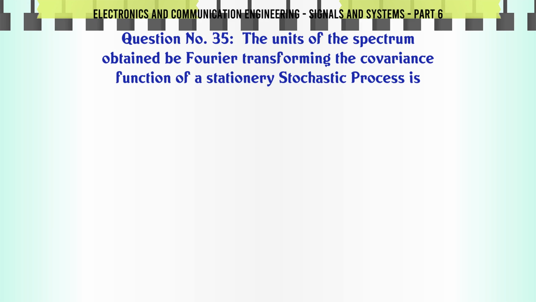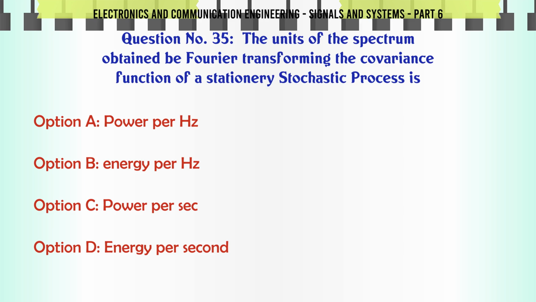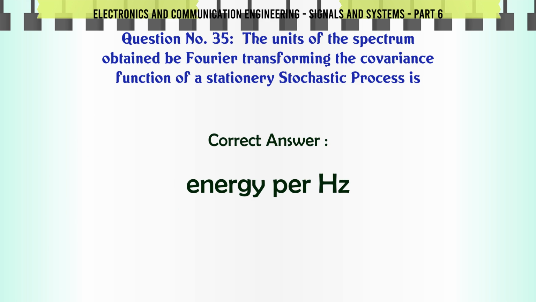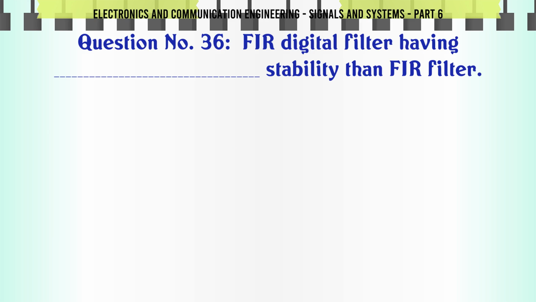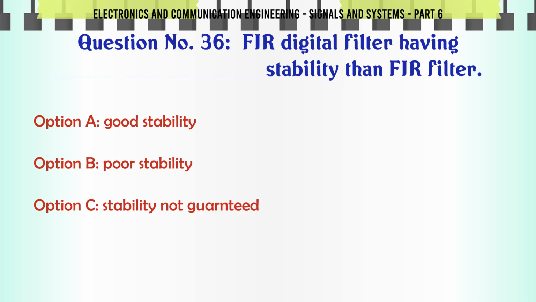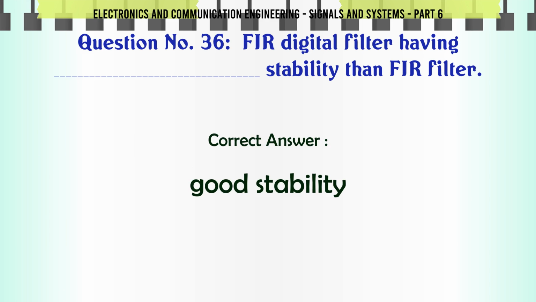The units of the spectrum obtained by Fourier transforming the covariance function of a stationary stochastic process is: A. power per hertz, B. energy per hertz, C. power per second, D. energy per second. The correct answer is energy per hertz. A Fourier digital filter has what compared to a Fourier filter? A. Good stability, B. poor stability, C. stability not guaranteed. The correct answer is good stability.